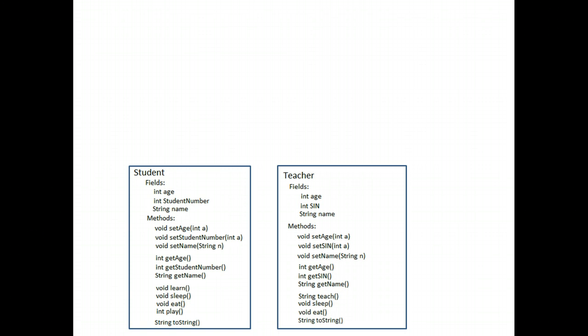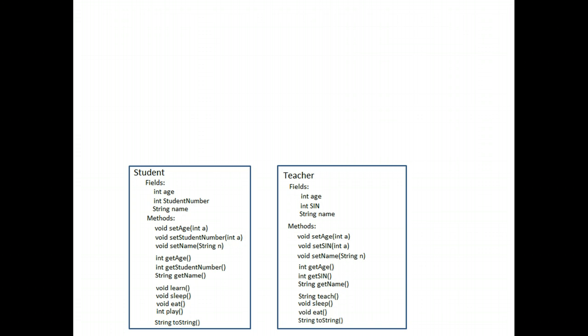So next we want a teacher class as well. And again, we're going to have to think of attributes and behaviors. So we have age, social insurance number, and name as fields. And of course, we have our set methods and our get methods. And then we're going to have maybe methods called teach, sleep, eat, and a toString method.